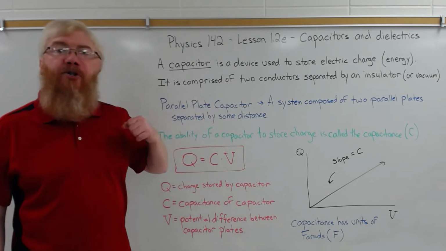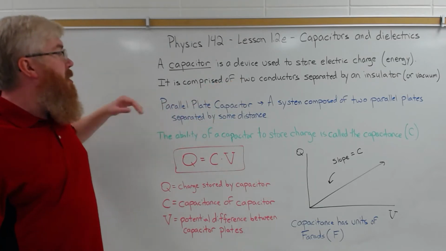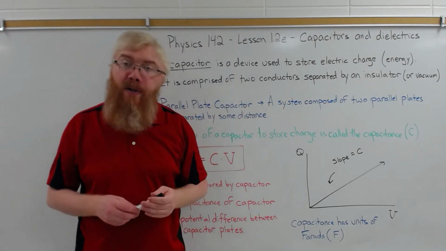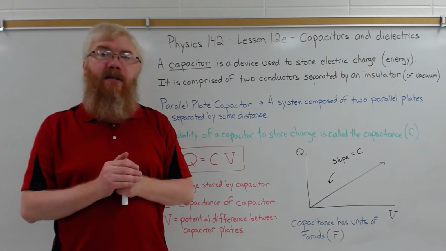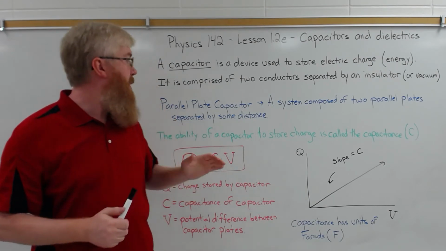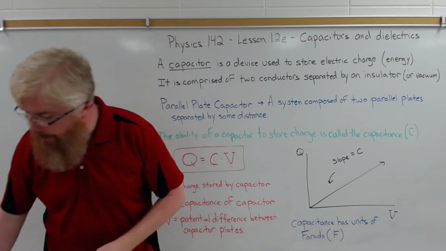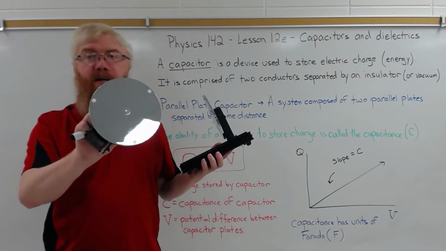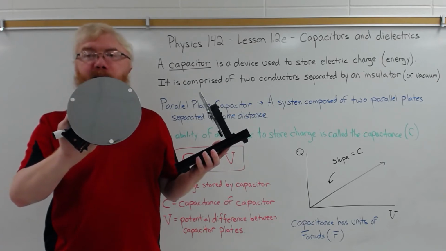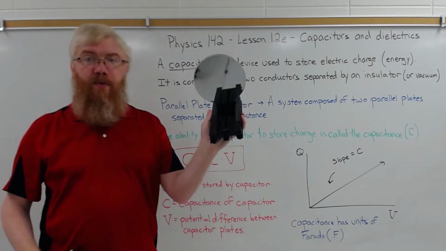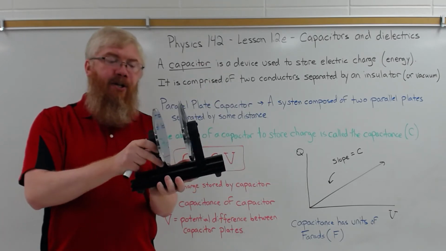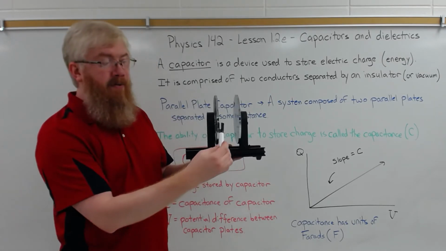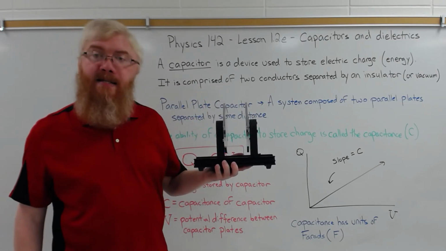So the simplest version of this is called a parallel plate capacitor. A parallel plate capacitor is just a system composed of two parallel plates, so two basically parallel surfaces separated by some distance. And I have an example here. We have a big metal conducting plate, and you have two. Place it onto this bench here. I can separate it by some distance. I can change that distance.